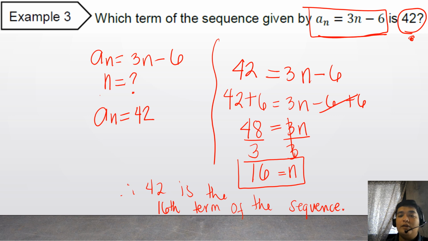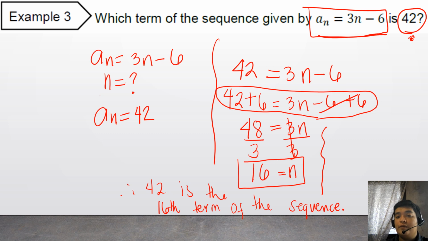Okay? So, maybe you're asking which part is that? That part? We'll just use the addition property of equality, or we are used to use the word transpose, right? So, our goal here is to group the terms with variables and without variables. So, in this expression, we need to transpose the negative 6 to the other side, right?